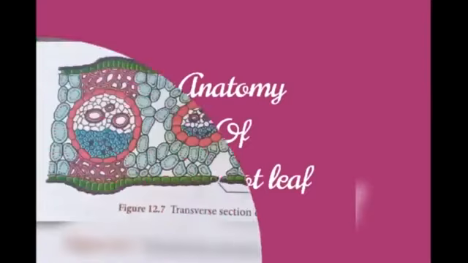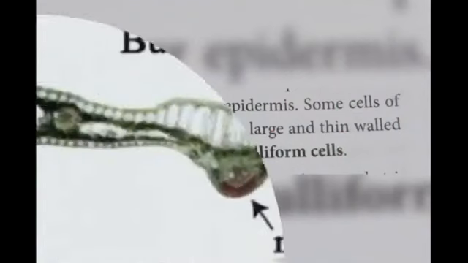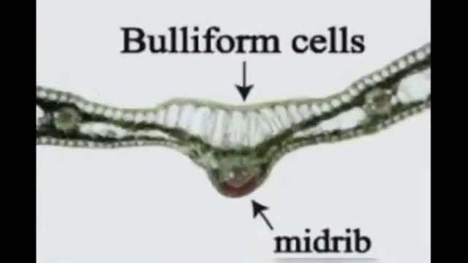Anatomy of leaf: monocot leaf looks much similar to the dicot leaf with certain dissimilarities. Let's find out the difference between them. The epidermis cells are not uniform in shape. You can find some of the epidermis cells are bulged, more elongated than the normal ones. In the upper and lower epidermis, some cells are large and thin-walled, called the bulliform cells. You can find in this picture the bulliform cells are very much enlarged.